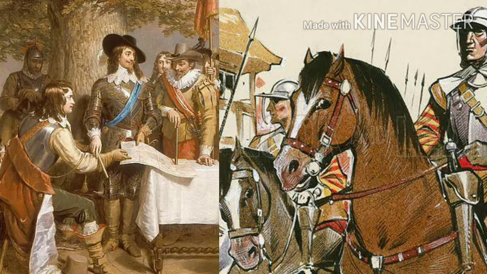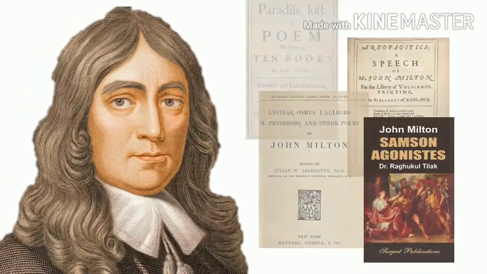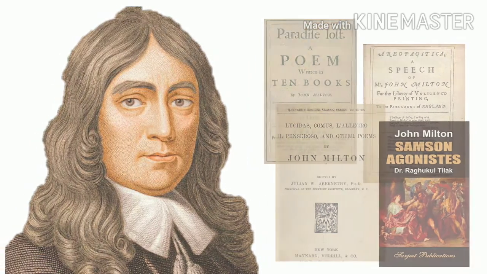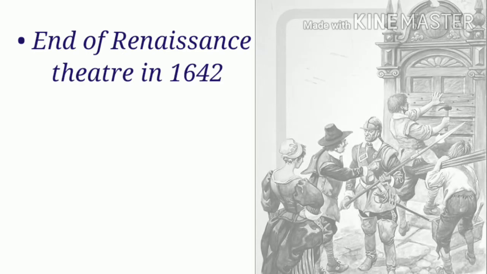This is the age of Puritanism, and this is also known as the Age of Milton, as John Milton is a dominant literary figure of the Puritan Age. It is also the age of the English Civil War that lasted from 1642 to 51. This age also marks the end of Renaissance theatre, as the Elizabethan and Jacobean theatres were closed in 1642 with the beginning of the Civil War.